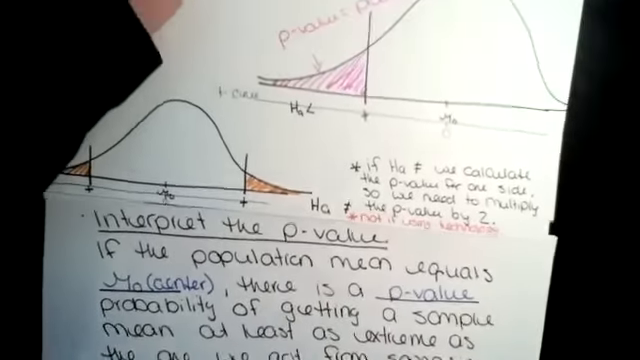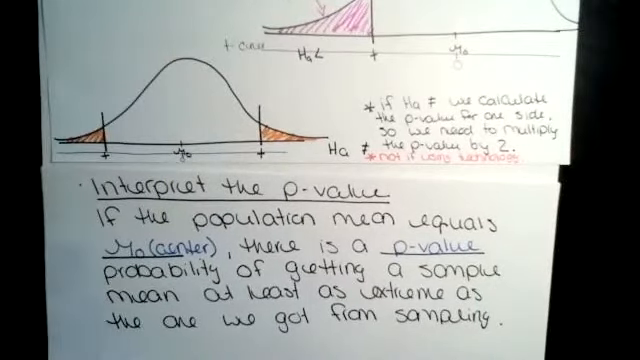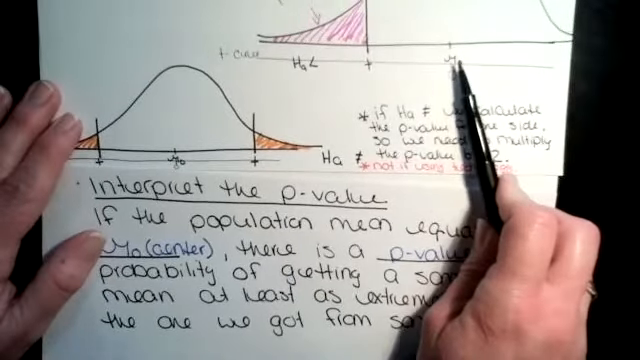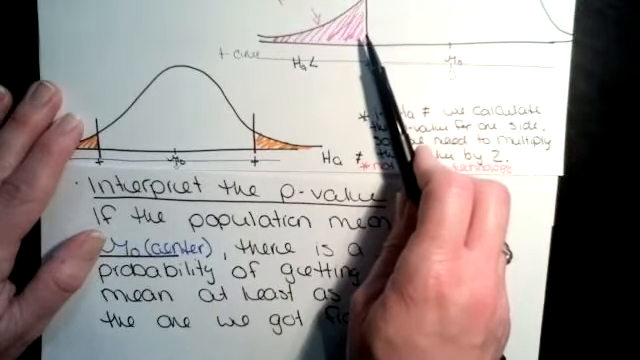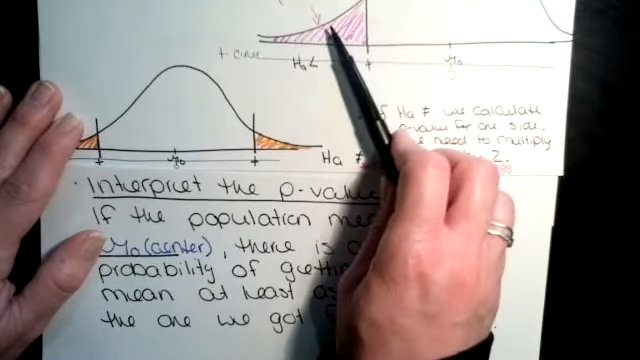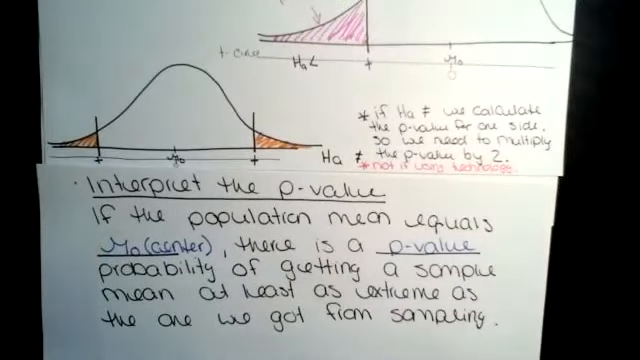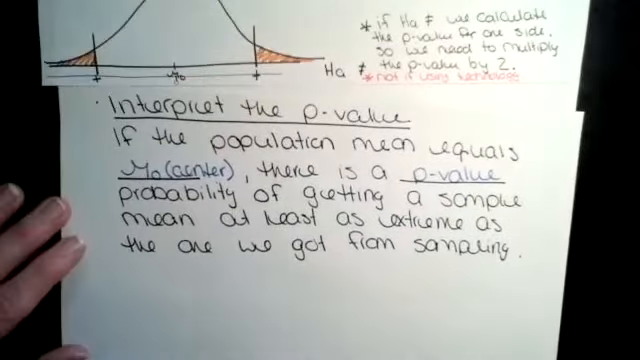So my p-value is the probability of getting a second sample that far away from my center, or a third sample that far away from my center, or a fourth sample, right? So based on mu naught being my center, my p-value is my probability of taking a second, third, fourth, fifth sample, however many, that far away from the center as this one was. That's all my p-value is. It's the probability of getting another sample that far away.